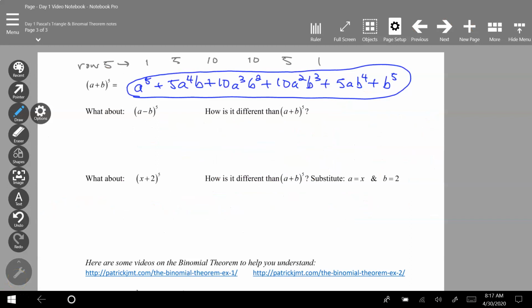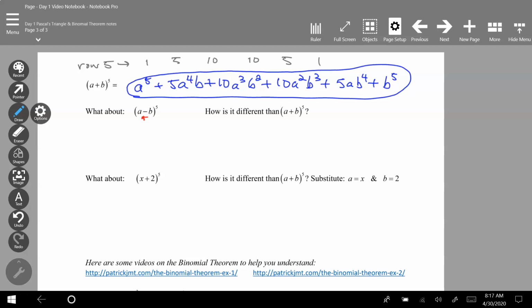Okay, a plus b to the 5th. 5th row, 1, 5, 10, 10, 5, 1, 6 terms. I use those coefficients, and I created a plus b to the 5th by using my Pascal's triangle, doing my exponents. So how about a minus b to the 5th?